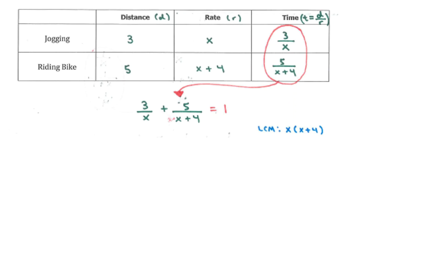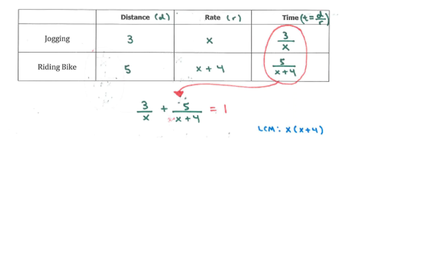3 over x would represent the portion of 1 hour that it takes this person to jog a distance of 3 miles at a rate of x miles per hour, and 5 over x plus 4 represents the portion of 1 hour it would take the person riding the bike a distance of 5 miles at a rate of x plus 4 miles per hour.